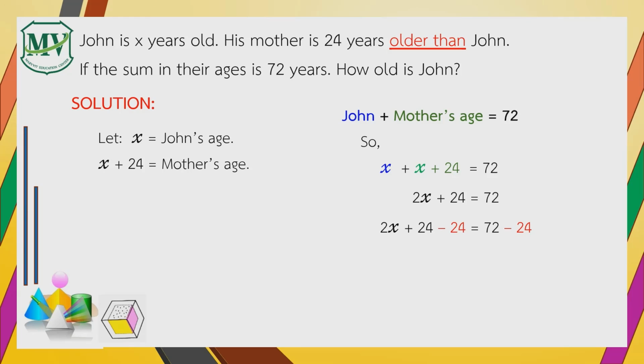Then use the division property of equality, which allows us to divide both sides of the equation by 2. Then our answer will become x is equal to 24. So final answer, John is 24 years old.